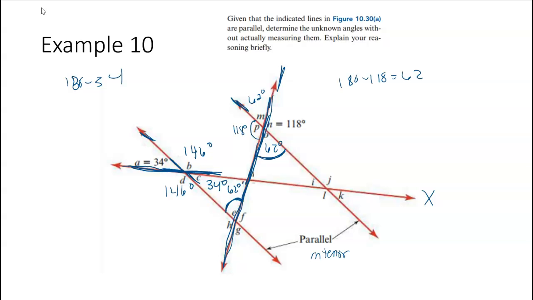And what's the alternate to P? Well, it's F. And so this has to be 118. And so we can grab the opposite angles for those. All right, now let's look at this corner over here.